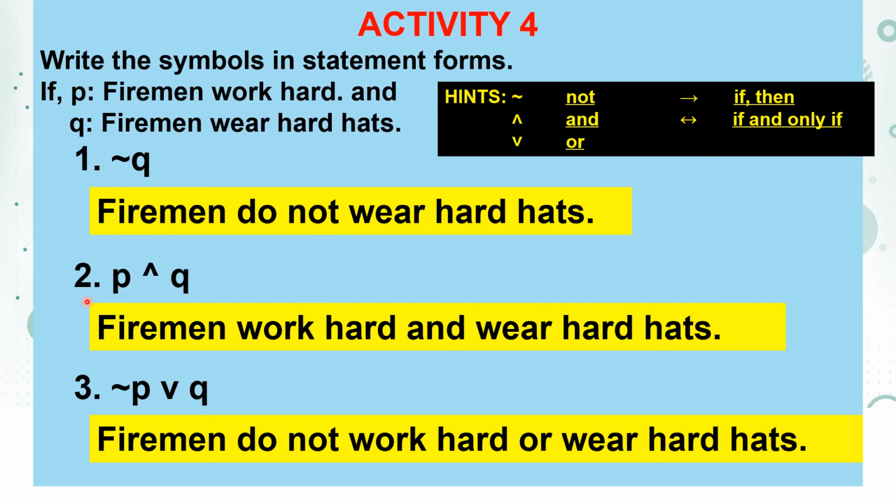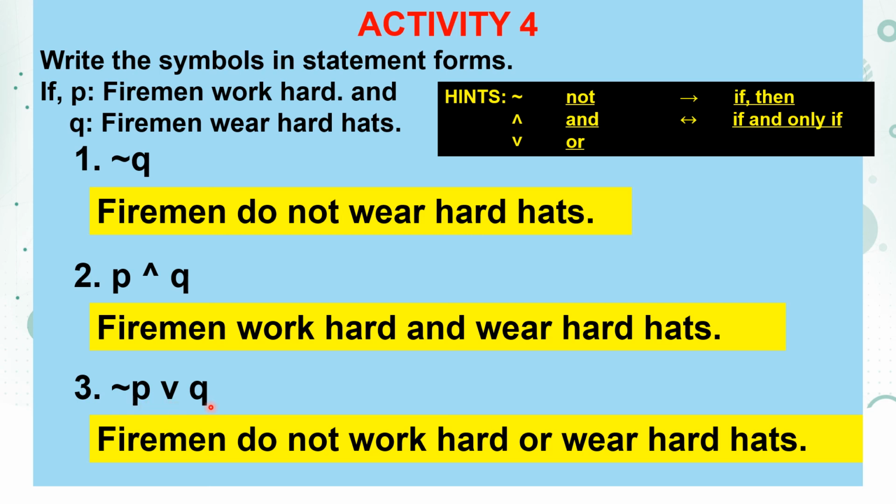Number 2. The symbol is this one, the inverted V. And the keyword for inverted V is the word and. So we read this as P and Q. So just copy the proposition P, which is firemen work hard. So we have firemen work hard. And this symbol is and. And our Q is firemen wear hard hats. And wear hard hats.